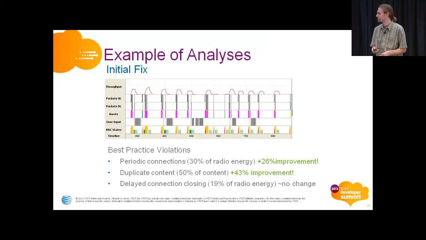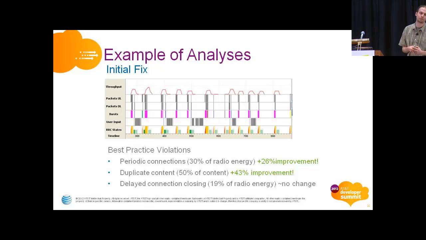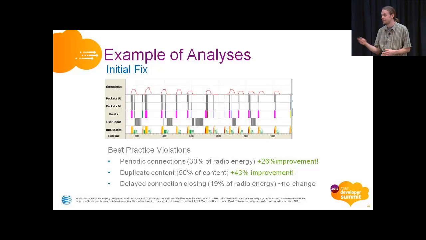So their initial fix, it doesn't look all that much different, but what they did is they reduced the energy of the periodic connections by 26%. They also reduced the amount of duplicate content by 43%. So it went from 93 to 50%. Pretty big improvement. No fix on the radio energy, but they actually made no changes to their mobile app. They did it all on the server.